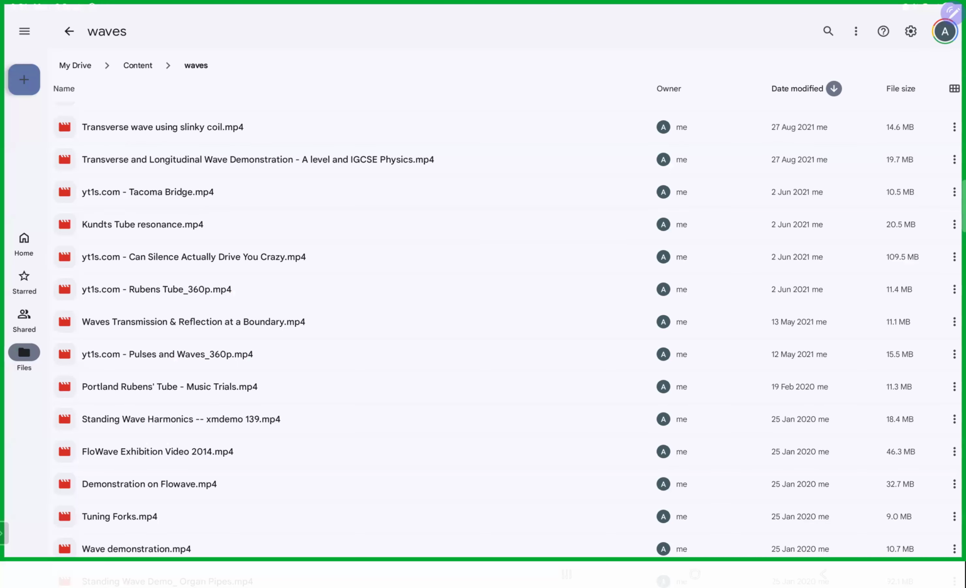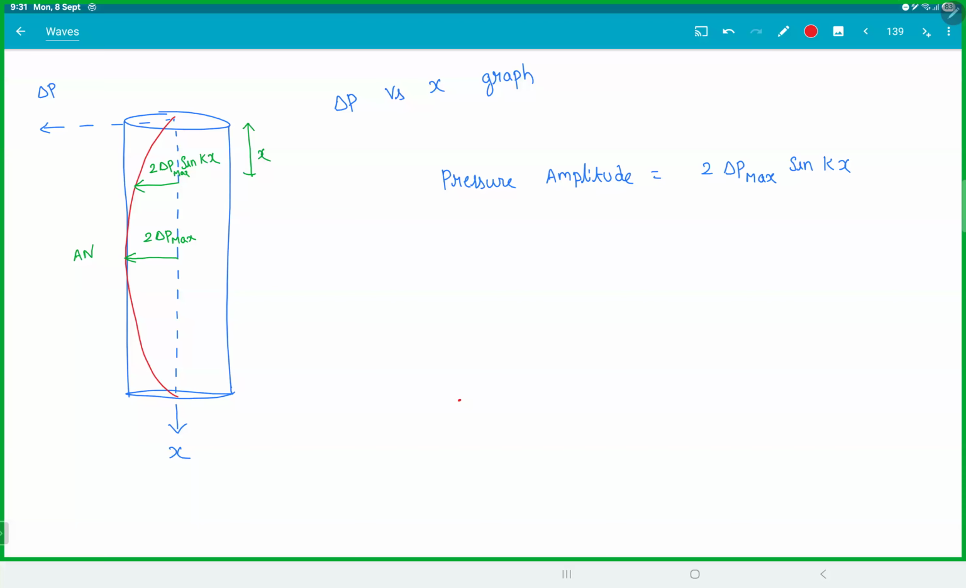But is everyone clear with this? I can't show you stationary waves of sound because we can't see sound, but we can see the flames. Clear with this?